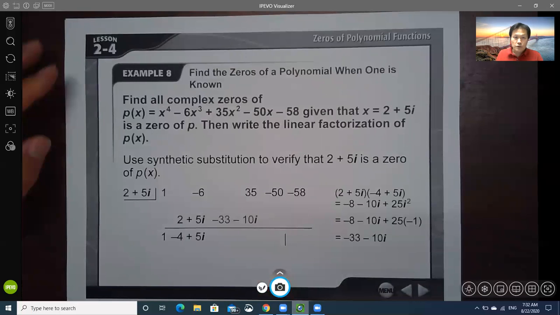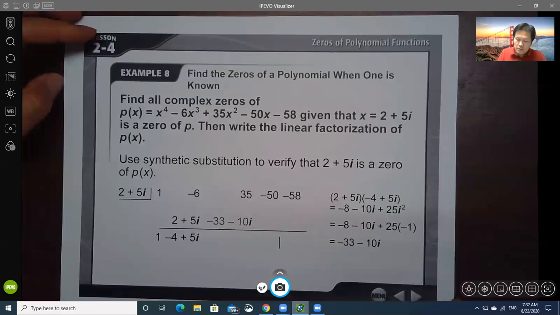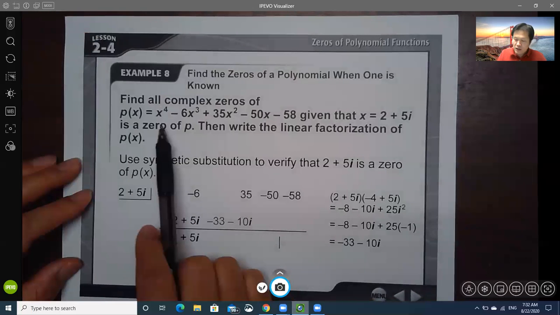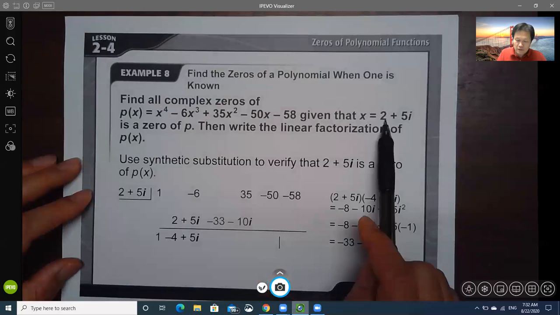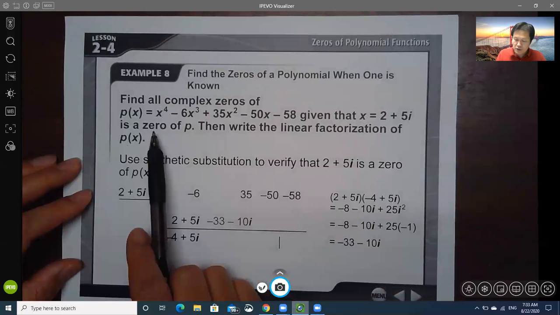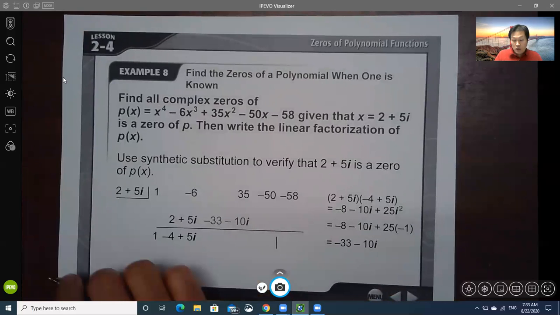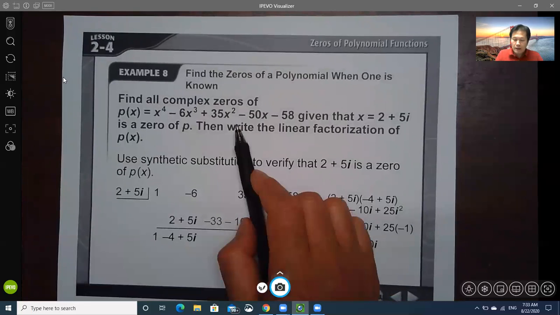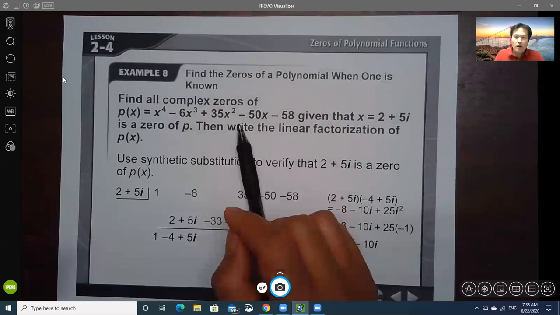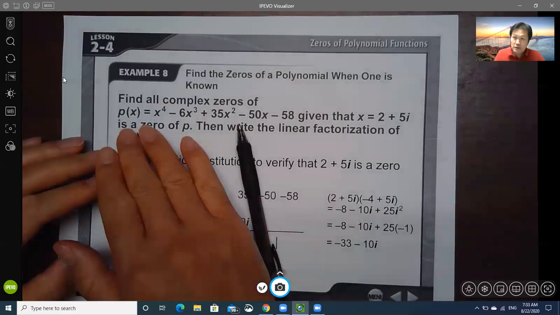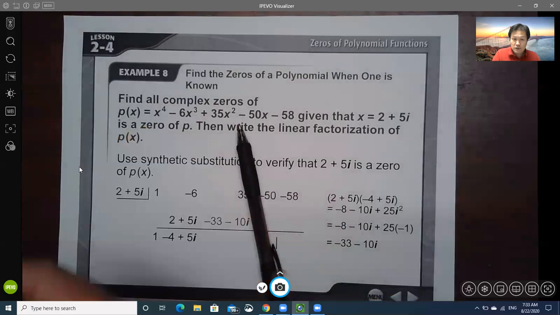Okay, another question. Find all complex zeros of this, given that 2 plus 5i is a zero of p. Then write the linear factorization. Again, I will try to graph it using a graphing calculator first. That's the first thing I will do.